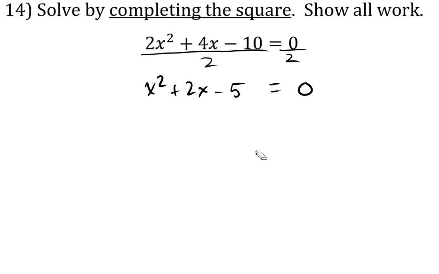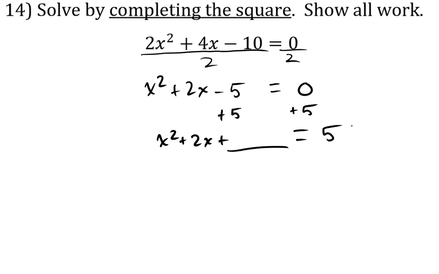Well, this 5 I don't want here, so I'm going to add 5 to both sides to clear it out of the way so that I can complete the square on the left-hand side. So now it's x squared plus 2x plus something that will complete the square. And over here, that's going to equal 5.